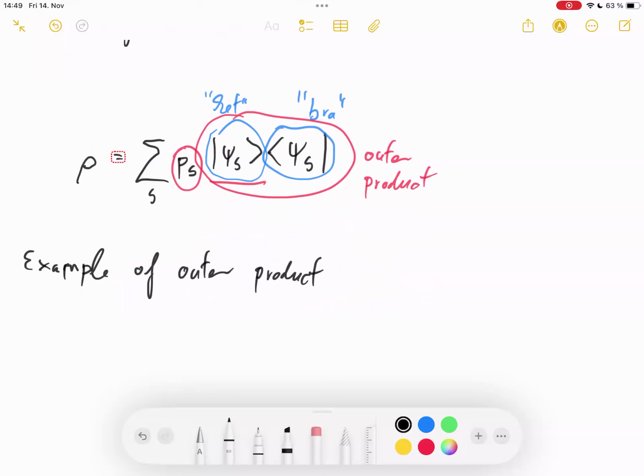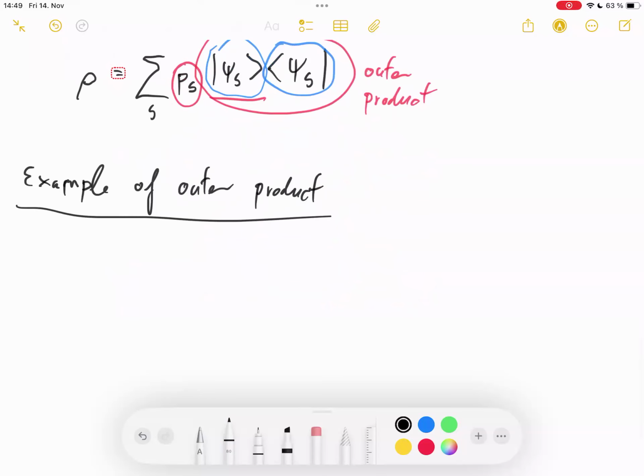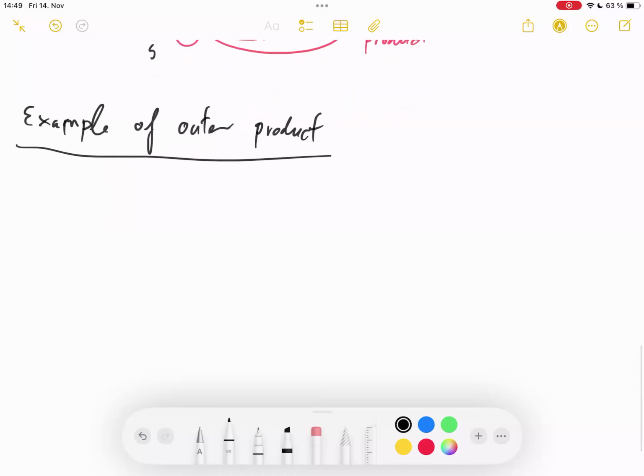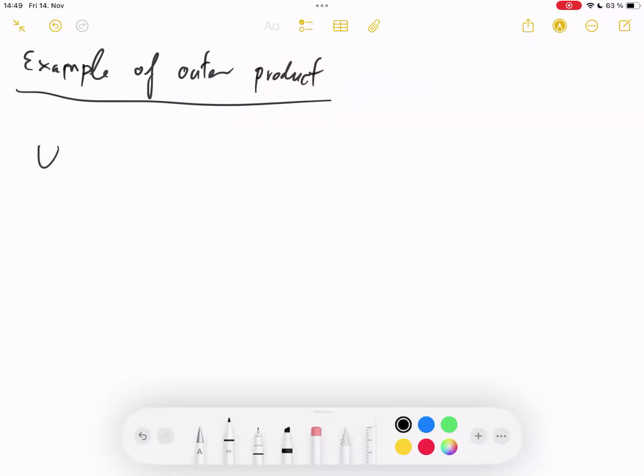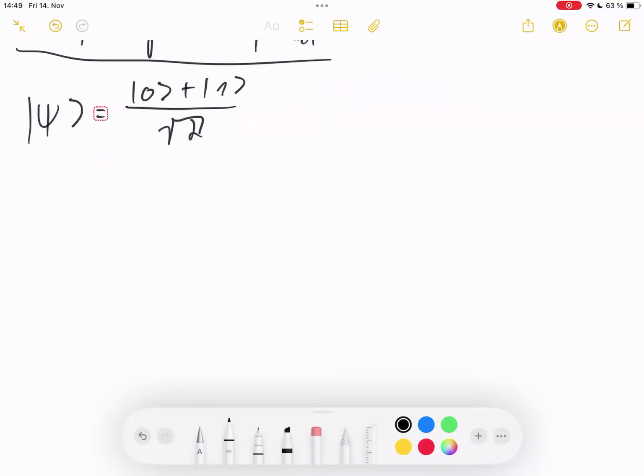We've worked a lot with inner products, yet the outer products are just the other way around, and they don't lead us to a single value, but actually to a matrix. So we could say we have our psi ket, and psi ket is 0 ket plus 1 ket divided by the square root of 2. And now we want to know what the outer product is. So we said psi ket times psi bra.